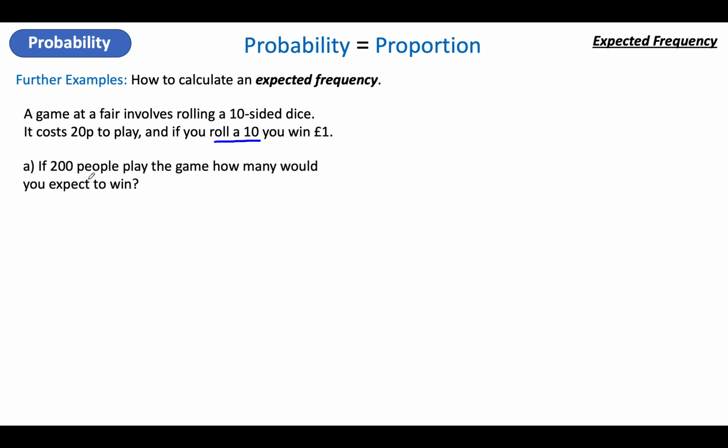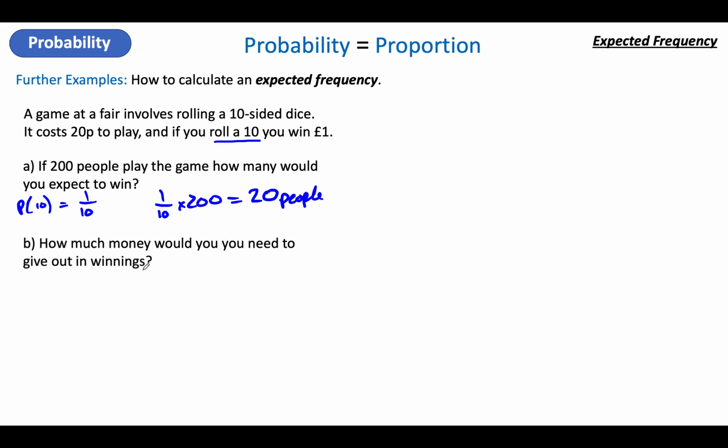If 200 people play the game, how many would I expect to win? Okay, well, let's see. What's the probability of rolling a 10 on this dice? Well, it's 1 in 10, isn't it? Because it's a 10-sided dice and there's only one 10 on it. So that's the proportion of times I'd expect people to win. There are 200 people playing it. So I would expect 20 people to win.